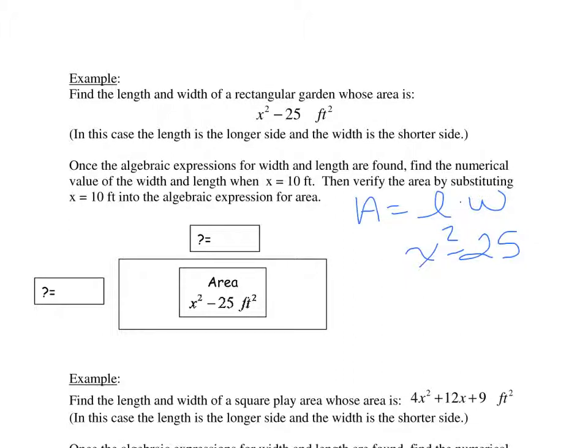And if you remember your factoring forms, this is the difference of squares. So this factors to be x plus 5 and x minus 5. Well, the length is always the longer one. So given the fact that these x's will be the same number, x plus 5 will be longer than x minus 5. So this length will be x plus 5, and this width will be x minus 5.